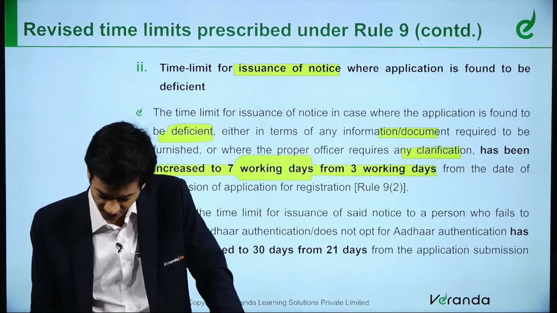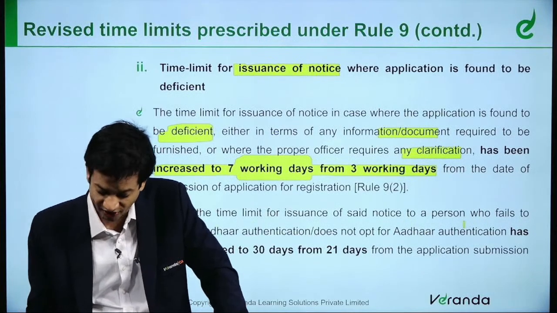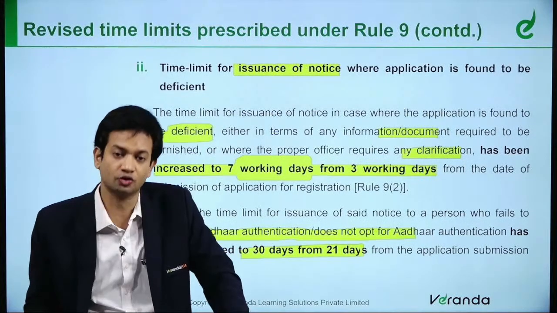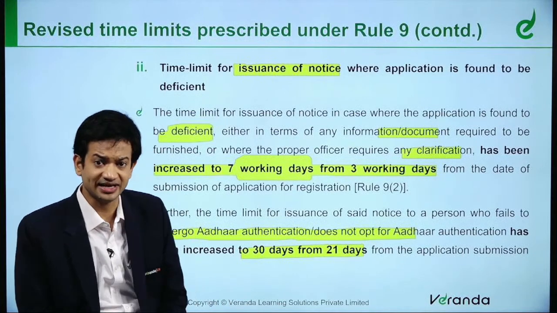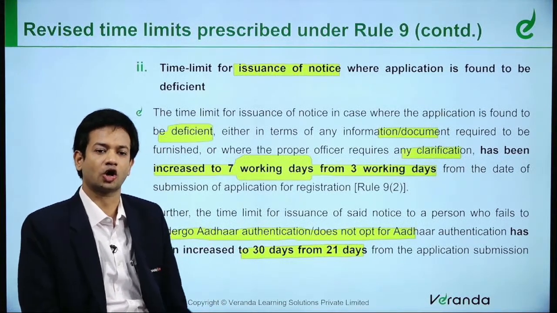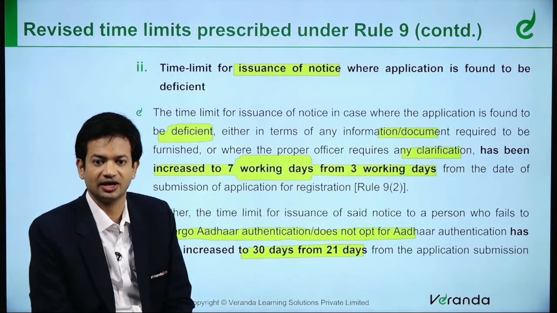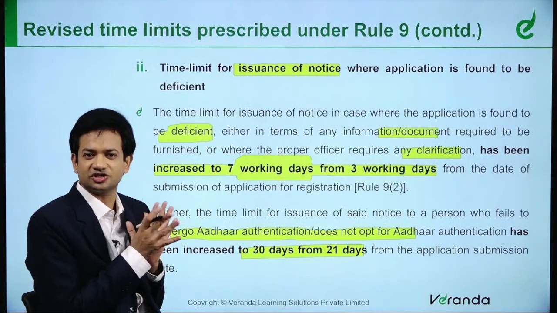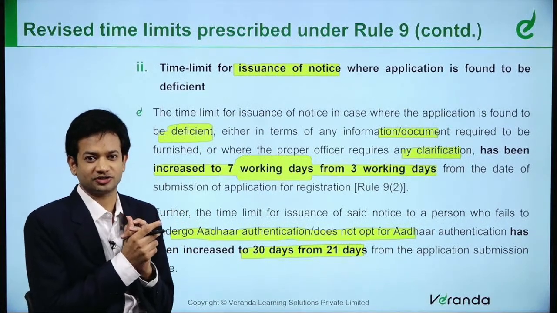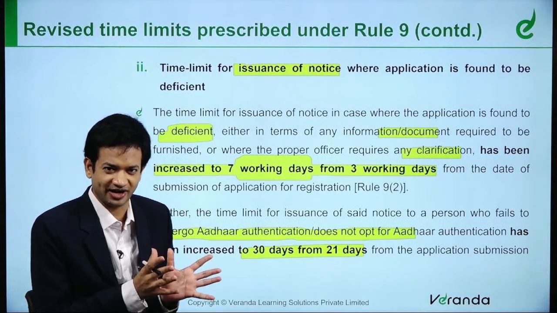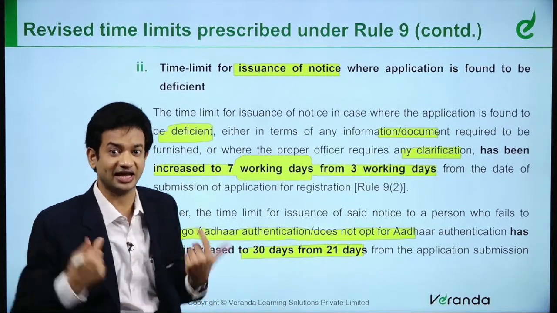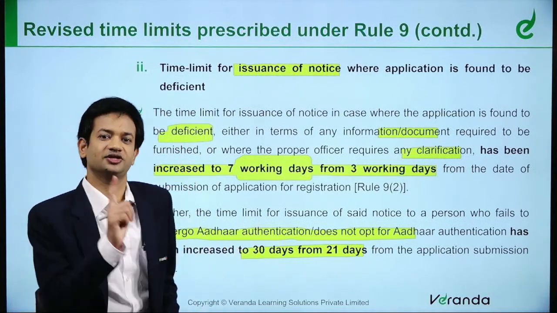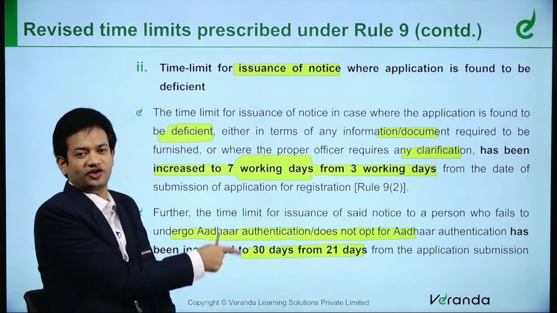Next, the time limit for issuance of said notice to a person who fails to undergo Aadhaar authentication or does not opt for it has been increased to 30 days from 21 days. So, let's say someone fails to undergo Aadhaar authentication or does not opt for the authentication. In that case, if I find some lacuna, or there is a deficiency in documents, then I need a little more time, right? Because within 30 days I will verify and I am supposed to give the approval, but if there is some deficiency, then I can issue a notice. So, within 30 days I can issue a notice if there is any deficiency in the registration applied where Aadhaar authentication has failed.